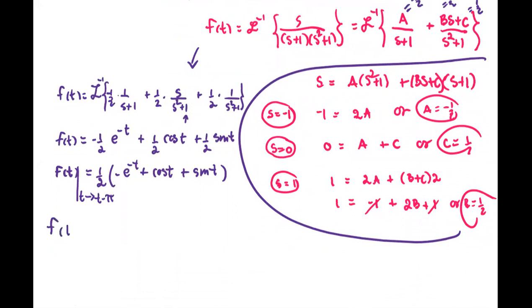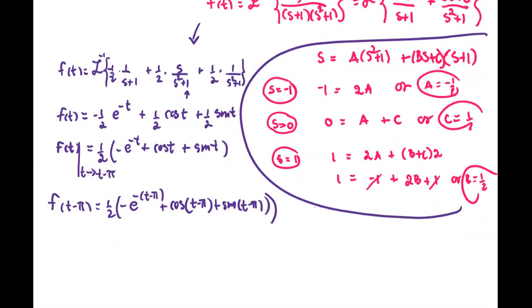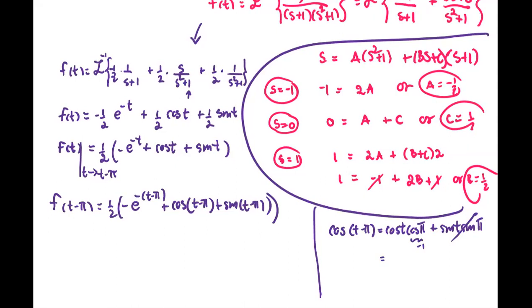Then f of t minus pi is 1/2 multiplied by negative e to the negative t minus pi plus the cosine of t minus pi plus sine of t minus pi. And again, use the trig formula to simplify the cosine of t minus pi. The formula of the cosine of the difference is cosine t times cosine pi plus sine t times sine pi. The sine of pi is 0. Cosine of pi is negative 1. Then cosine of t minus pi is negative cosine t.